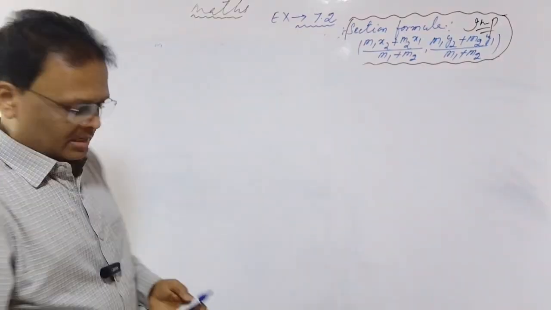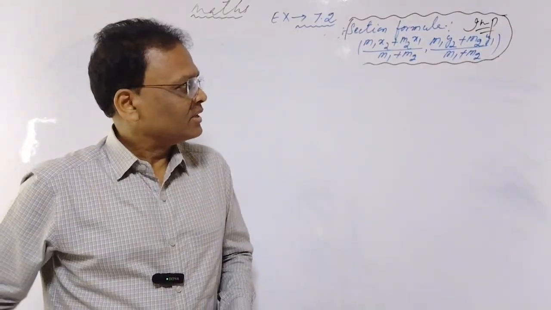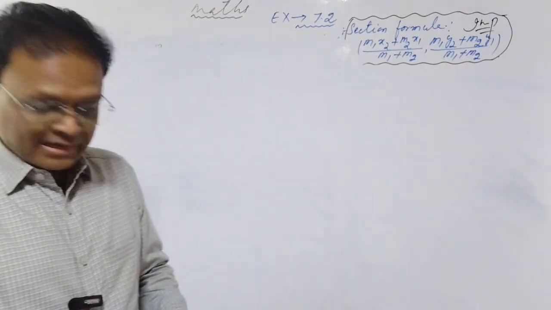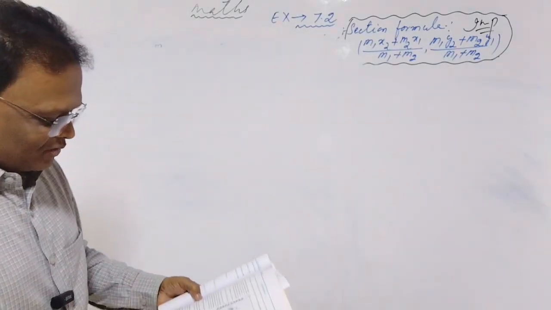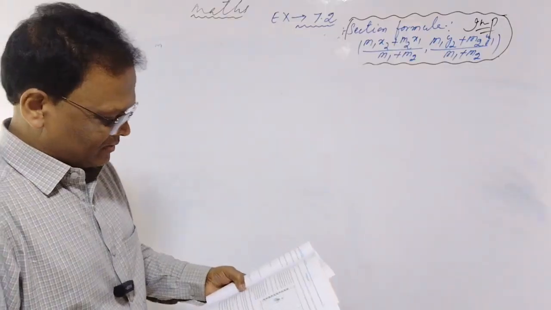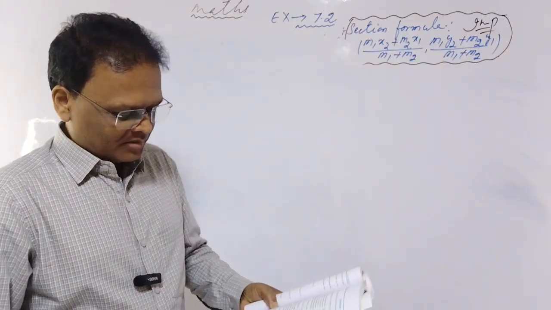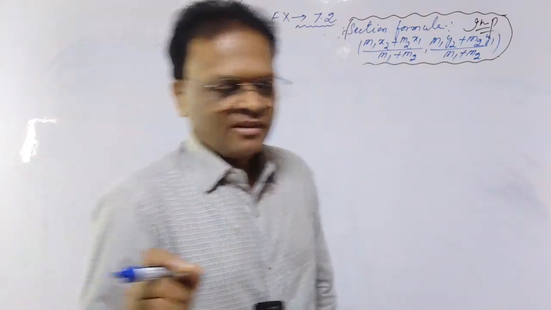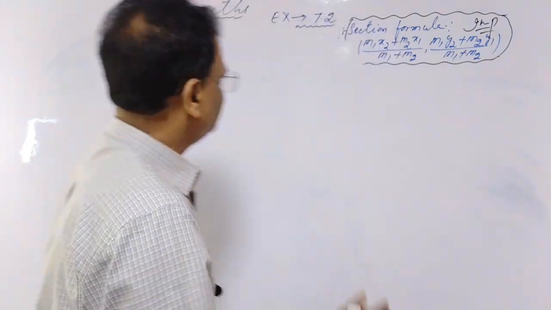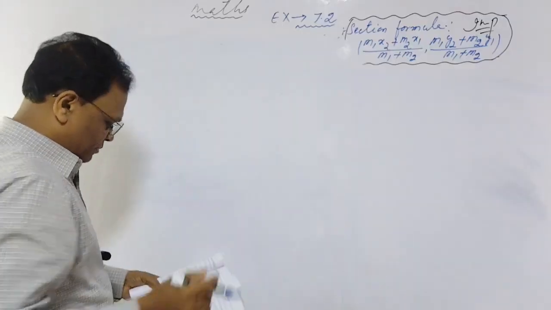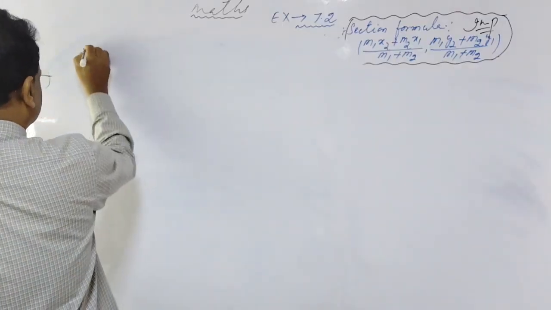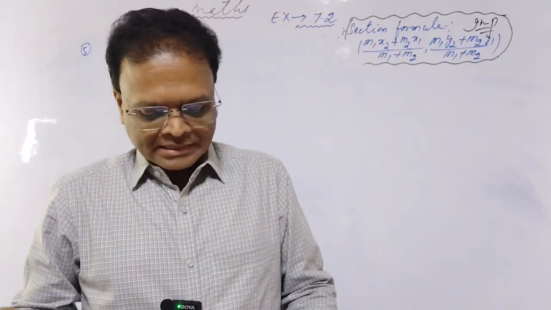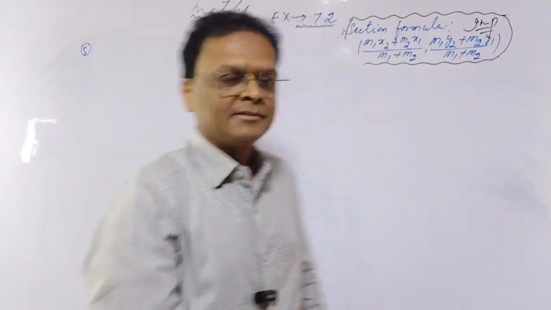Next question, let's see what the next question is telling. Again, find the ratio. Find the ratio in which the line segment joining the points is divided by the x-axis. A slight modification. This is question number 5. What is it telling? Find the ratio in which the line segment joining the points is divided by the x-axis.